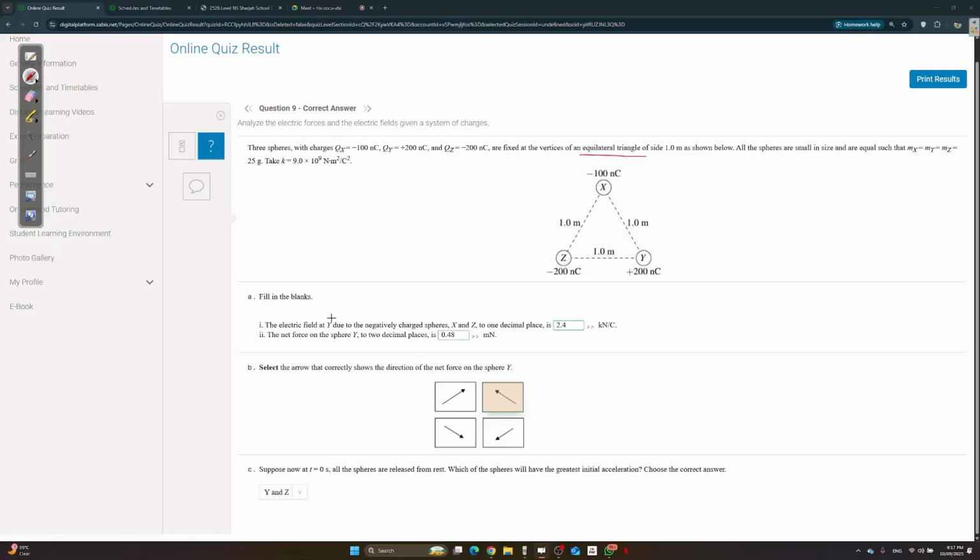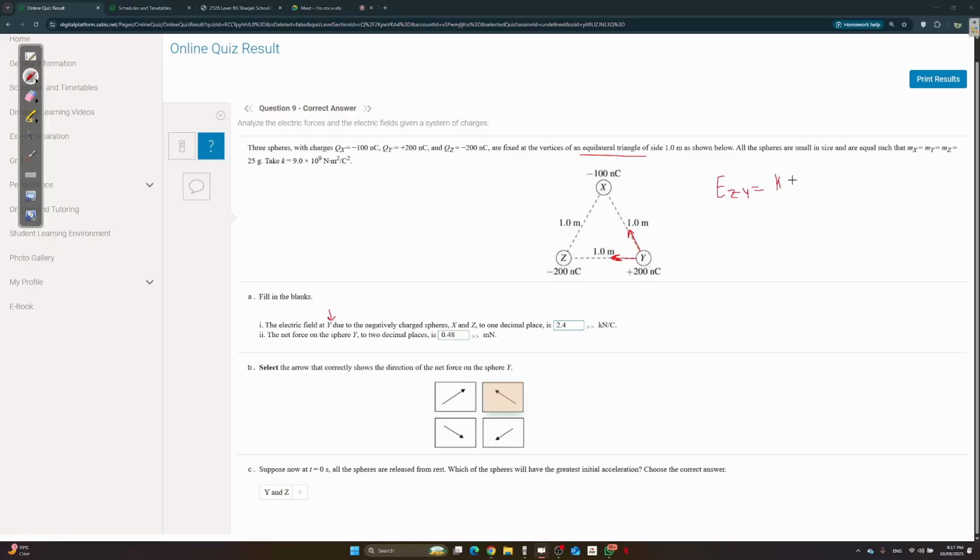Okay, they want the net electric field at y. So the electric field at y, you need to know it's positive. So the electric field will be leaving it or entering it if it's positive. It should be leaving it, like this. Okay, so these two are the electric field vectors produced by z and produced by x. So you need to be able to calculate it, yeah? So let's take a look. We're going to do the electric field by z on y. How do you do it?